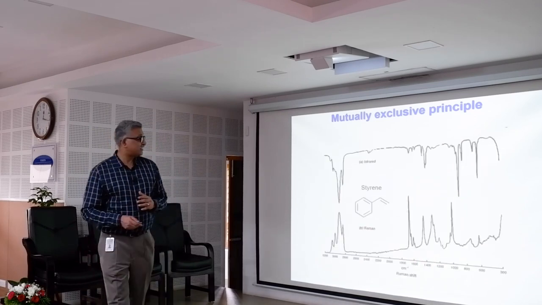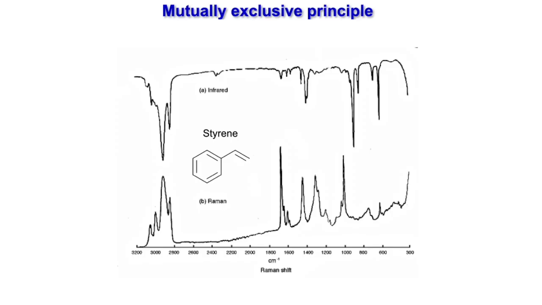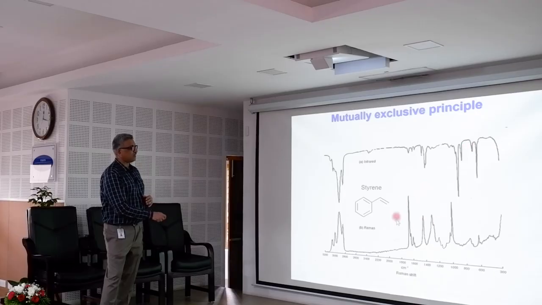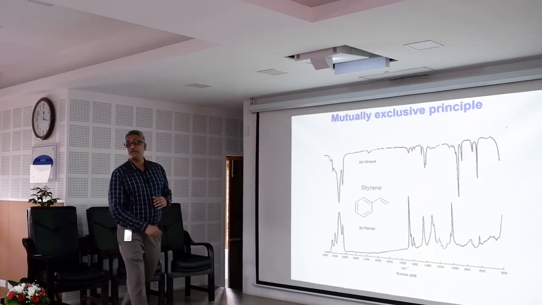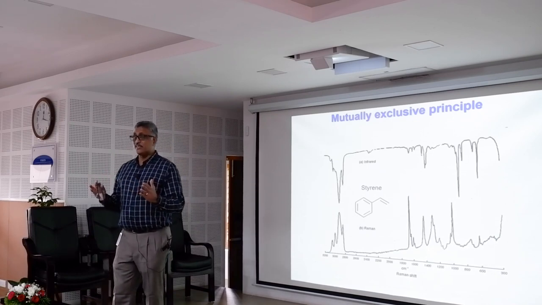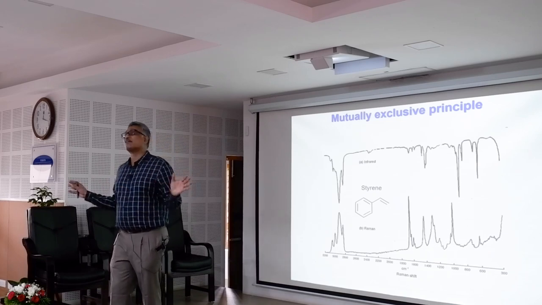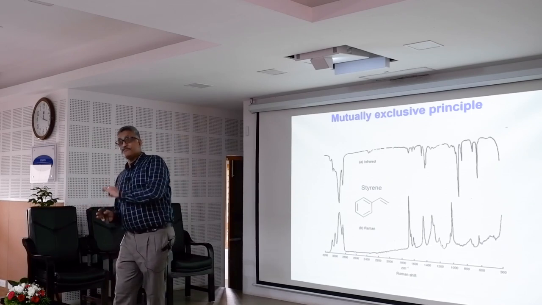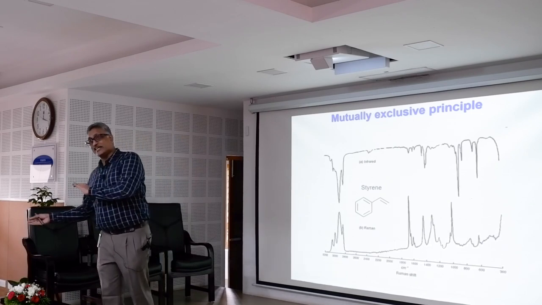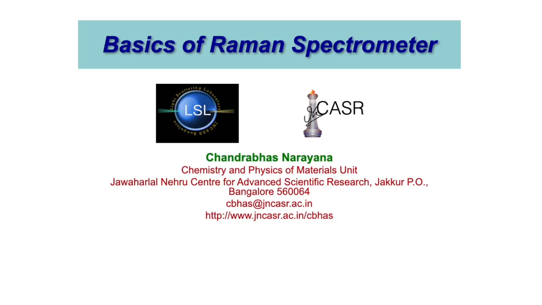The moment I remove the symmetry of the same benzene ring and attach something to make it styrene, you see there is a one-to-one correspondence between many of these peaks automatically. A lot of peaks are actually matching with each other. So this is what happens when you have centrosymmetry removed. Whenever you look at a molecule, if you see there is a centrosymmetry, then you should do both IR and Raman to get a complete idea of the vibration. But if you do not have centrosymmetry, you can do either IR or Raman, and you can get the complete idea of it. This is another interesting aspect which you should remember.